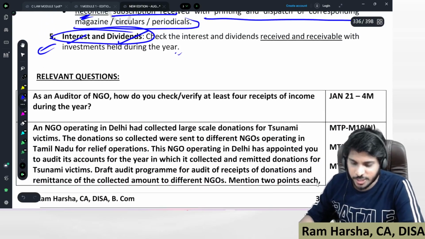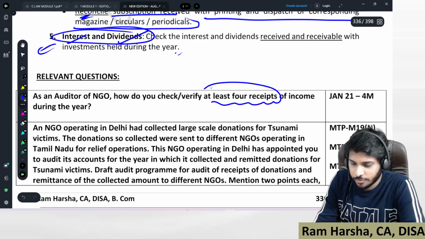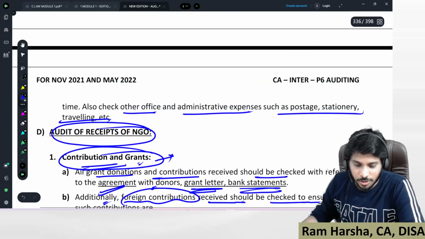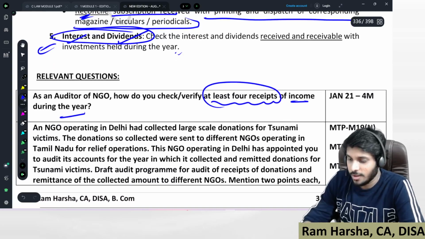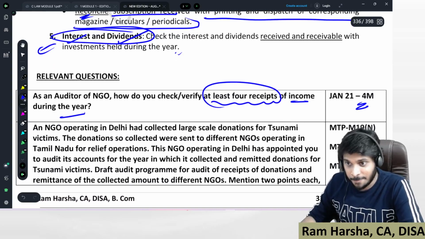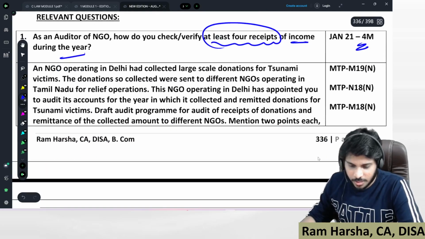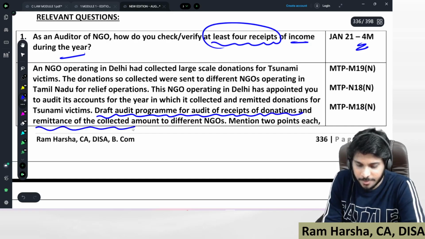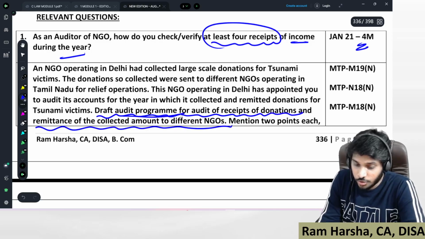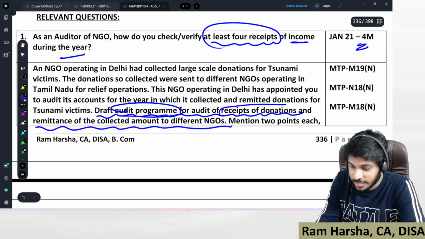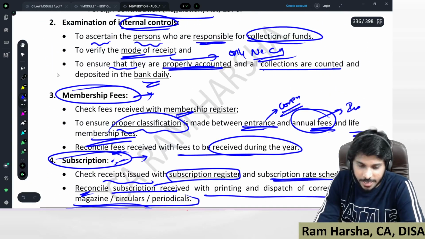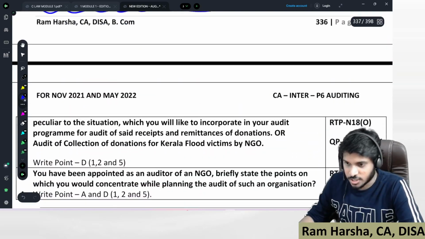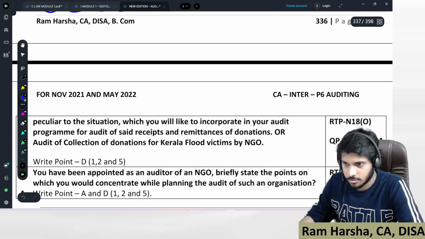In January 2021, they asked: write about audit of at least 4 receipts of income of an NGO. You just have to write about part D, audit of receipts of NGO, which is for 4 marks. See, anyway they can ask. Now here they are asking to draft an audit program for audit of receipts of donations and remittances collected. Though the word used is audit program, actually they are asking about receipts. Again the answer is D point only.